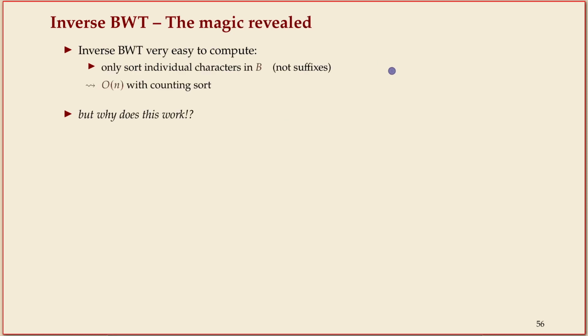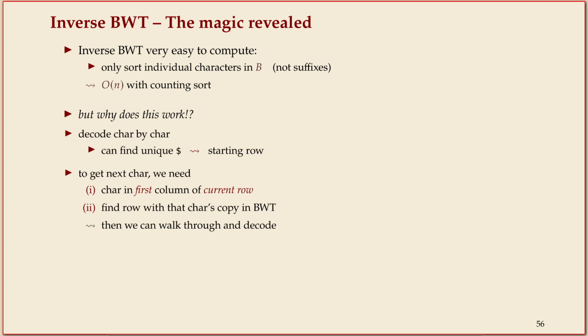So let me try to explain a little bit the connection. I mean, first of all, it's easy to follow the algorithm and compute it. So even though in big O notation, both are linear time, the inverse is much cheaper to compute. It has a smaller constant. But why does this invert the BWT?